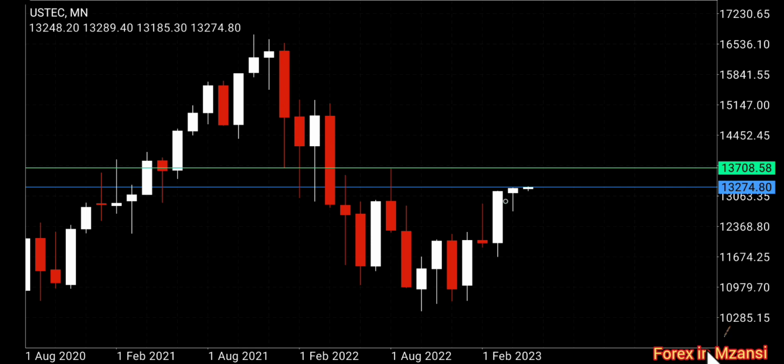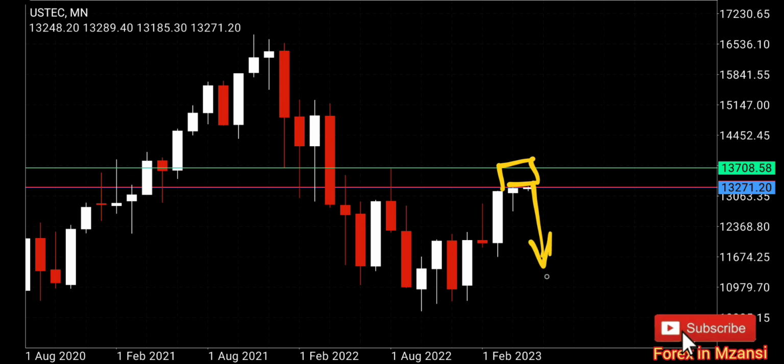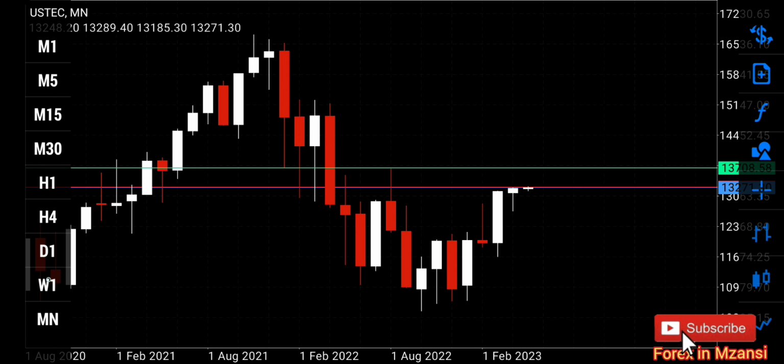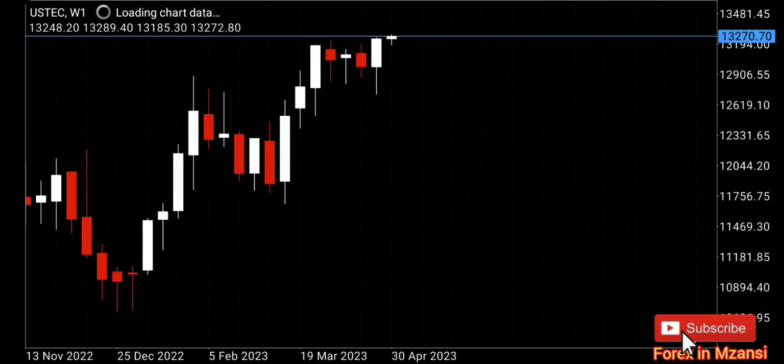So this is a very, very important and crucial area for the sellers, because this is the only area that can give them a lifeline and say that they can challenge and maybe get their strength back and push the price towards this. But we will see as we are drilling down to the other time frames. So let's see what we have on weekly.